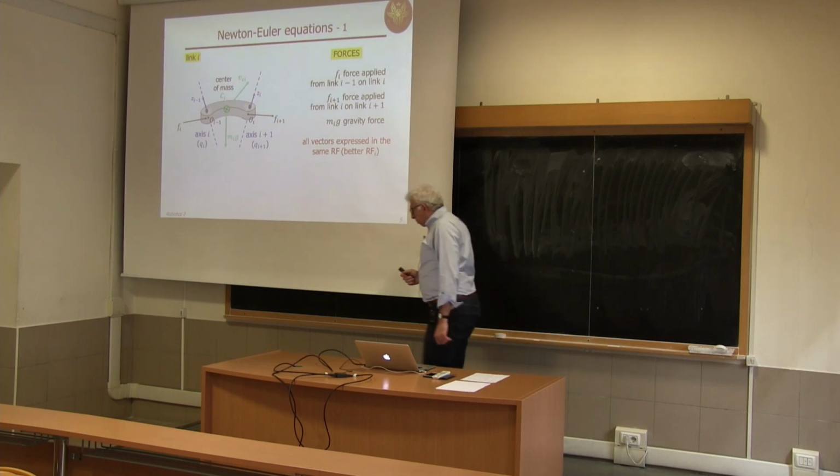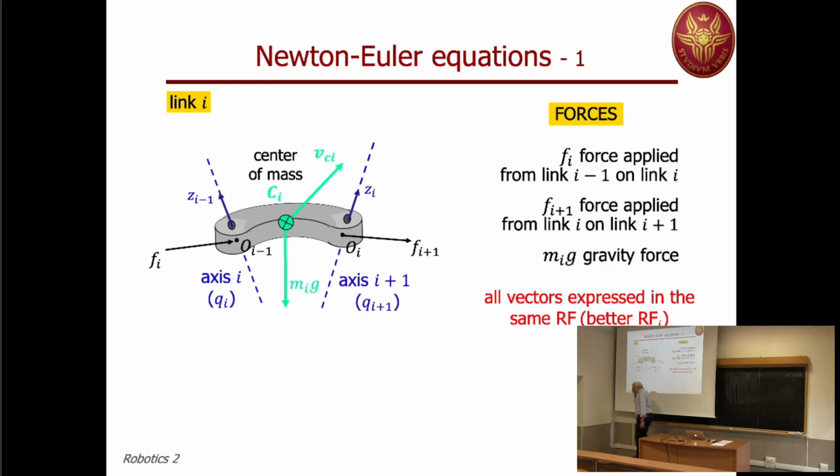So this is a basic physical property that we will also use now. So let's go into this detail. First we write the balance of forces. So we consider a generic link in the structure, any form, we don't care. This is link i. Because of the Denavit-Hartenberg notation, this is connected to the link i minus 1 by a joint i. So we have an axis of joint i, and by the assignment of frames, we know that on this joint axis we have the z i minus 1 axis of frame i minus 1.